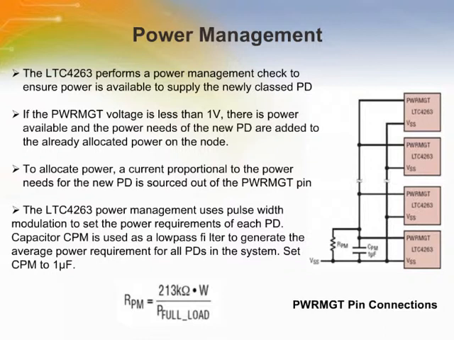The LTC4263 power management uses pulse width modulation to set the power requirements of each PD. Capacitor CPM is used as a low-pass filter to generate the average power requirement for all PDs in the system. Set CPM to 1 microfarad. The multiple LTC4263s implement power management. The power management pins are connected together and to an RC network connected to VSS.